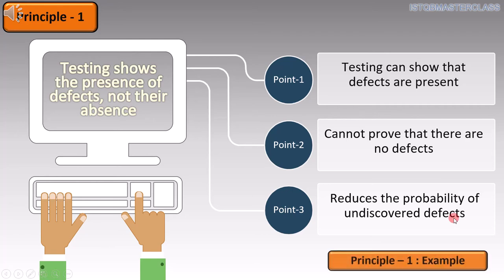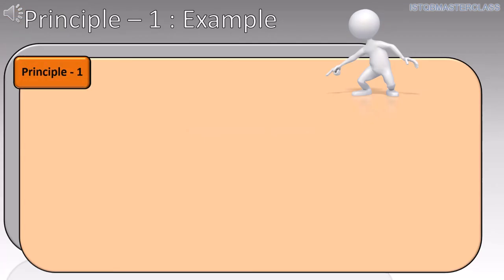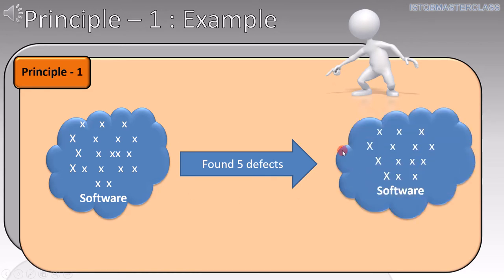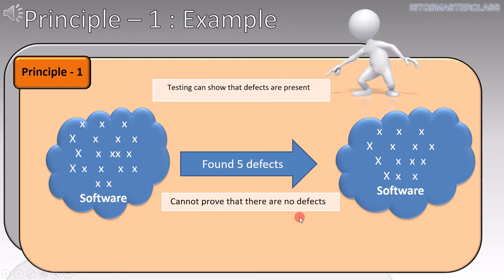So let's try to understand these points with an example. Suppose you have 20 defects in a software, and when you perform testing, you find 5 defects out of it. So you have 20 defects, and you found 5. So the remaining defects are 15, which could not be found. So this is why we say that testing can show that defects are present. We found 5, so we know for sure that there are 5 defects in the software. But we cannot prove that there are no defects in the software. We found 5 of 20 defects, but there are 15 left that we don't know about. So we cannot prove that there are no defects left in the software.